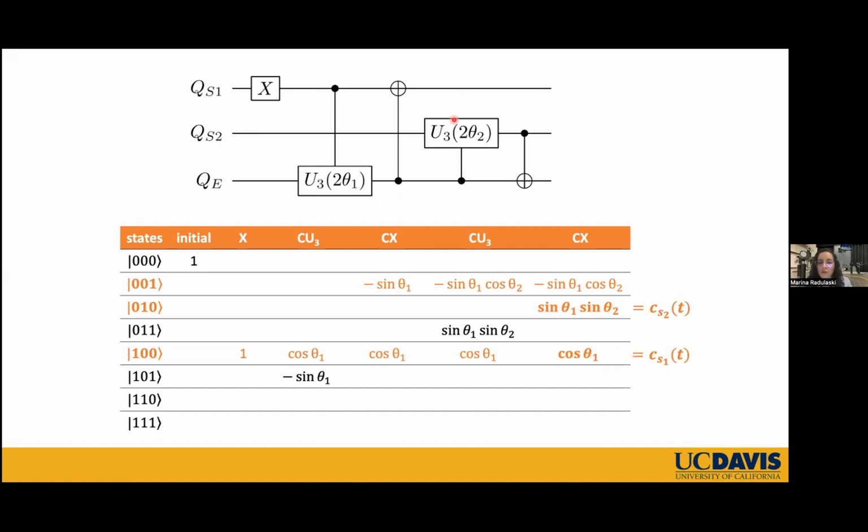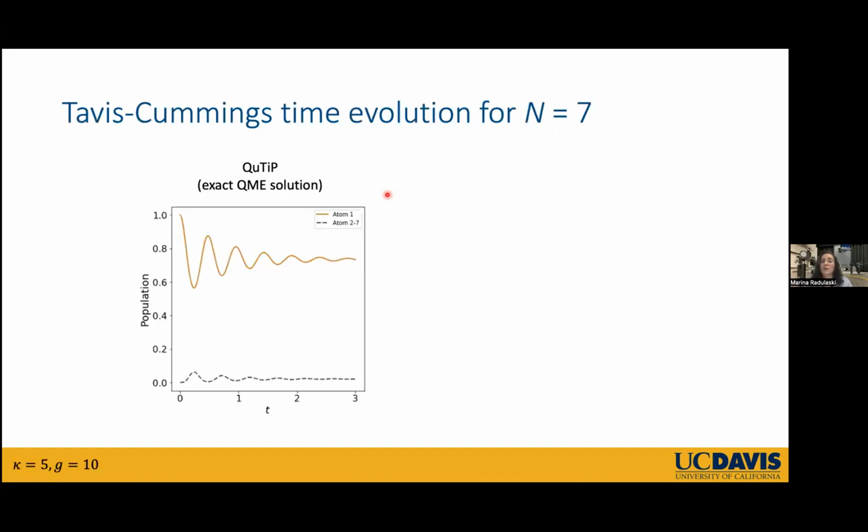So if we run the algorithm and measure the probability of the first qubit being excited or the second qubit being excited, that will give us the probability that the first atom is excited or that the second atom is excited. Let's see how that works.